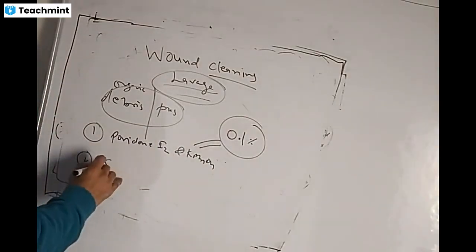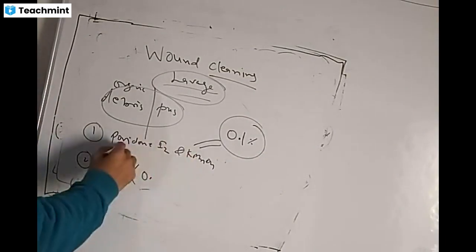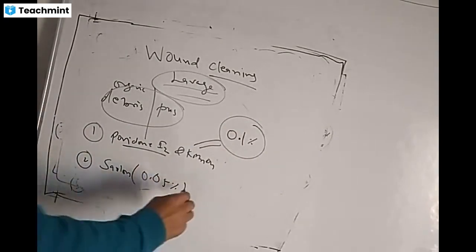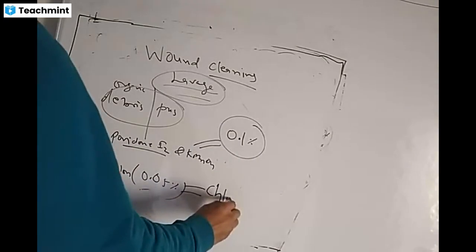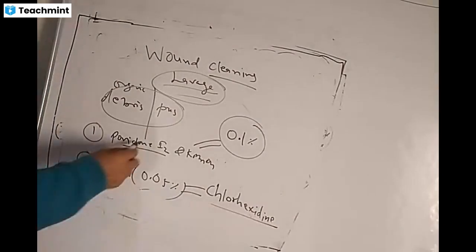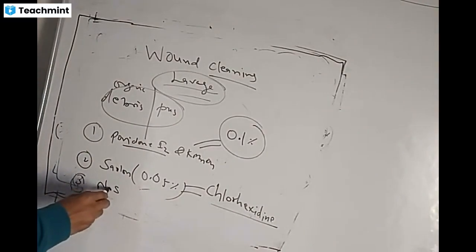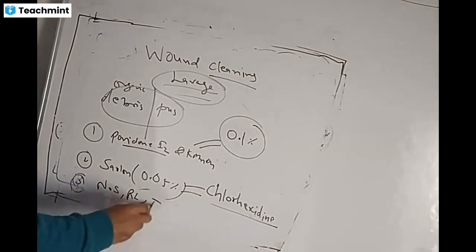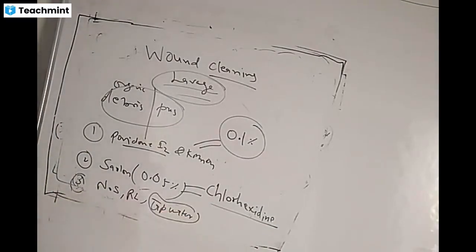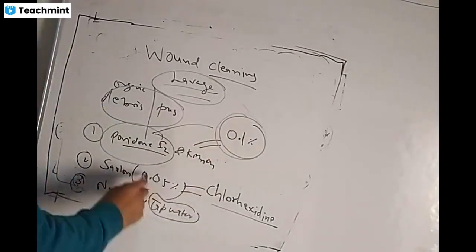The second is your Savlon. Savlon is used at half of the povidone iodine, which is 0.05%. And the more important name of Savlon is chlorhexidine. So these two are used. And the third, the list is never ending, like normal saline, RL, sometimes tap water if it is clean. So for MCQ purpose, povidone iodine 0.1% and chlorhexidine 0.05% are more important.